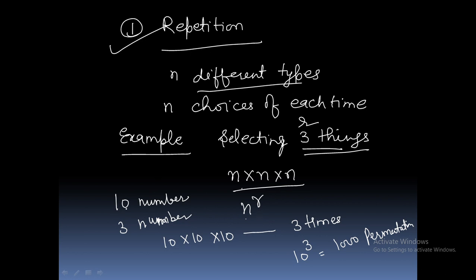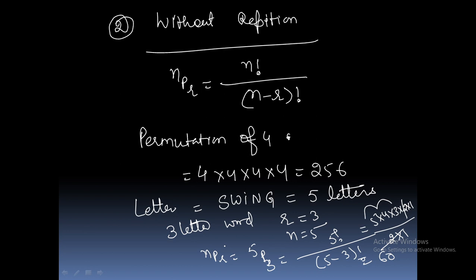For example, we have 10 numbers and we have to select only 3 of them. So 10 raised to power 3 means 10 multiplied by 10, multiplied 3 times, and we find the result 1000. That is a permutation with repetition. Now the next example, without repetition.